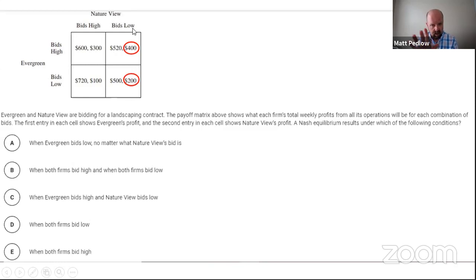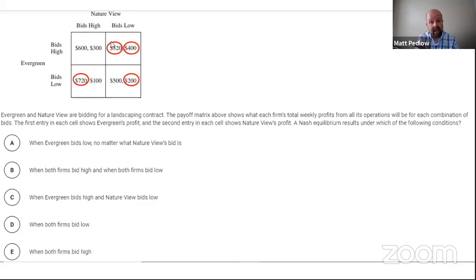But don't think it's always going to be this way. So if Nature View goes high, if Evergreen bids high, they get 6. If they bid low, they get 720. But now look what happens. If Nature View goes low, if Evergreen bids high, they get 520. If they bid low, they get 500. And so now Evergreen does not have a dominant strategy.